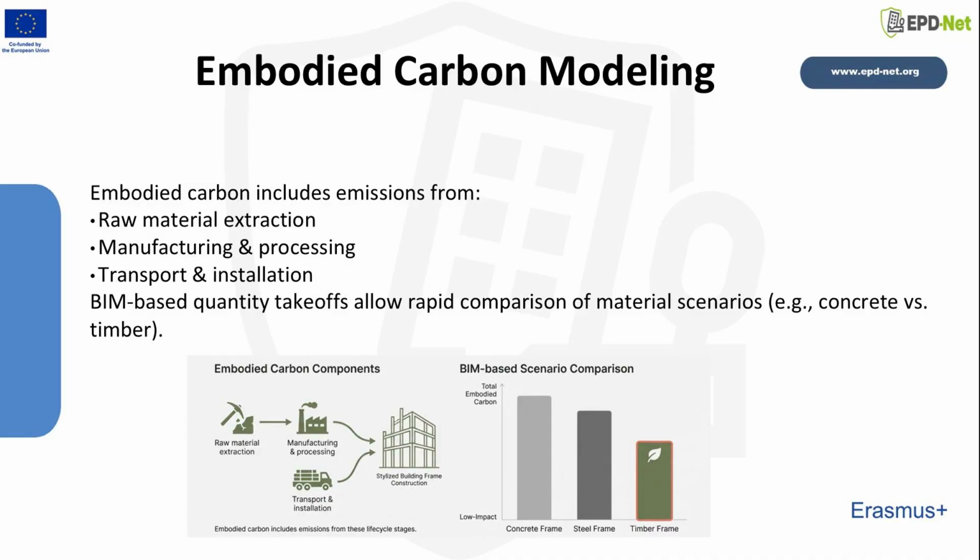Embodied carbon calculations quantify emissions associated with the production, transport, and installation of construction materials. BIM plays a critical role by supplying precise material quantities. By assigning density, production methods, and transportation distances, BIM models enable accurate A1-A3 calculations.